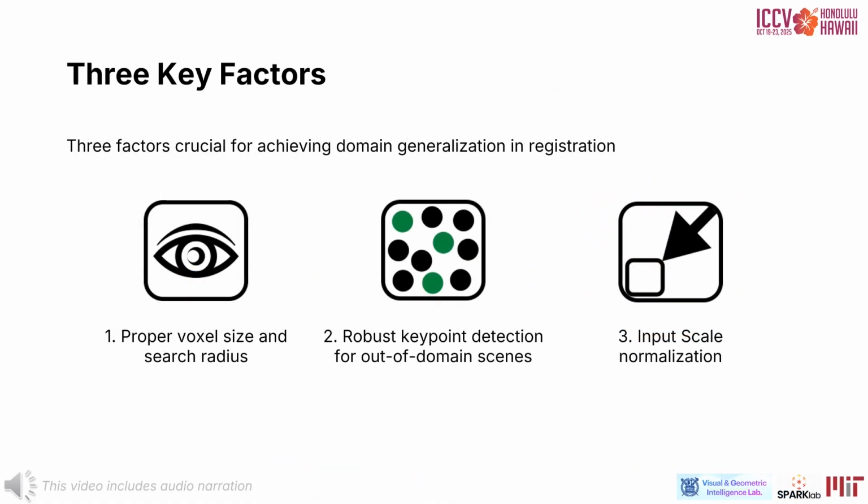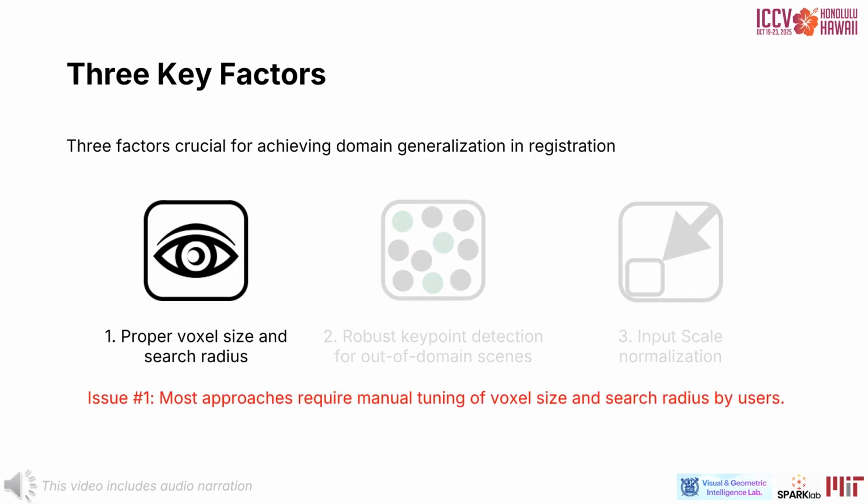To achieve this, we first thoroughly analyze and identify three major factors that are crucial for achieving generalization in point cloud registration. The first issue is that most registration methods require manually tuning the voxel downsampling size and search radius for each new dataset. This reliance on user-defined parameters hampers generalization because performance degrades if these parameters aren't optimal for a different environment.